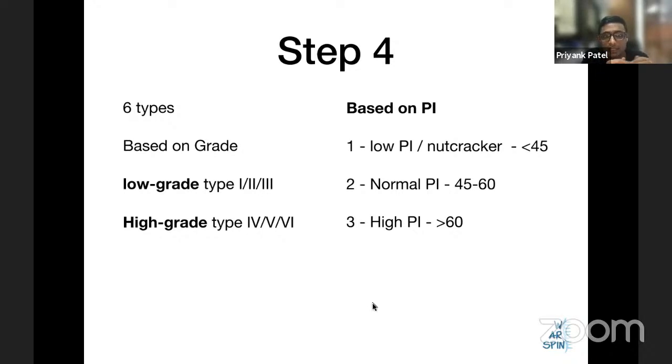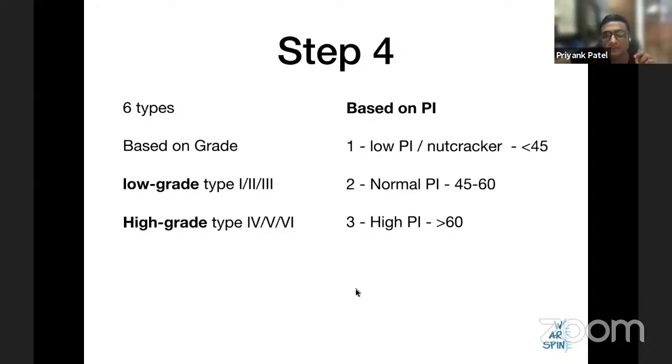First you see the grade, and then you see the pelvis. Based on the pelvic incidence, which plays a bigger role in the first three types, you have type one, which is a low pelvic incidence pelvis. You have type two, which has normal pelvic incidence, and type three, which has a high pelvic incidence. Mind you, all these are low grade, which means they are less than 50% slip. And these are classified based on the pelvis. So you have the retroverted pelvis, the normal pelvis, and the anteverted pelvis. That's type 1, 2, 3.